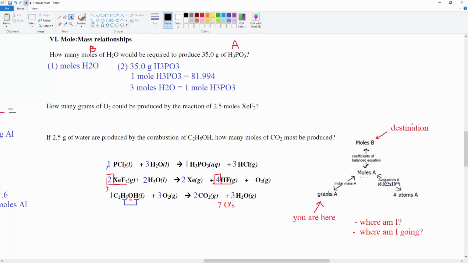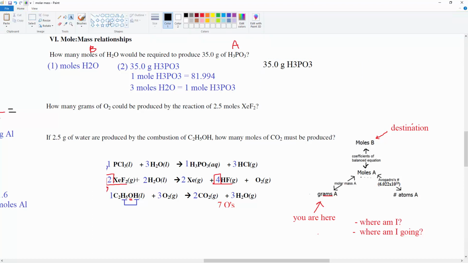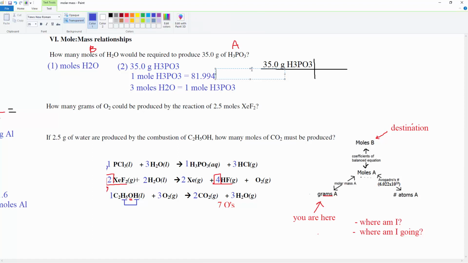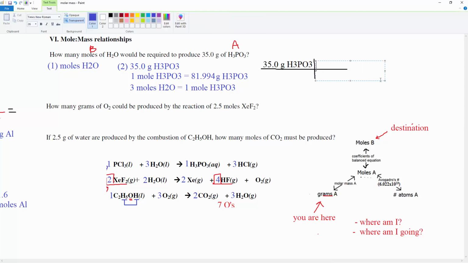And we're going to start here, because this is where I am, with grams of H3PO3. So that's 35.0 grams H3PO3. And my roadmap tells me what to do. I'm going to use the molar mass to get to moles. I want to put grams on the bottom so they'll cancel. So 1 mole H3PO3 makes 81.994 grams H3PO3.